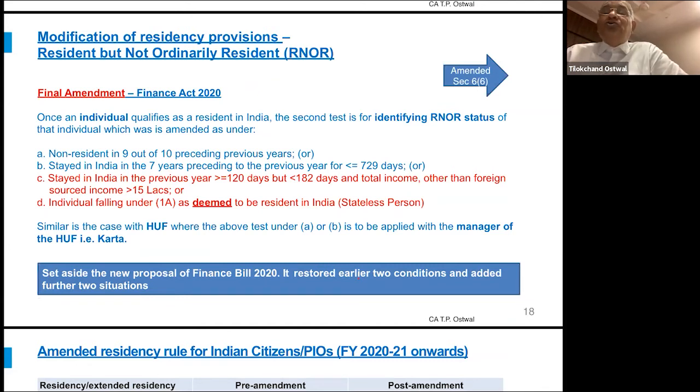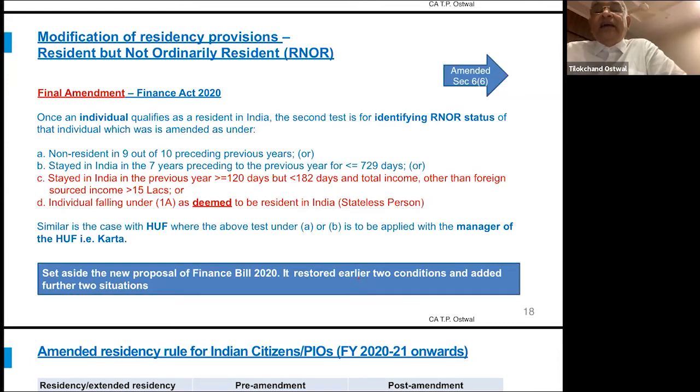One, that you should be non-resident for 9 out of 10 previous years. You are a non-resident for 9 years, then for the next 2 years, you will be not ordinary resident. Second criteria, if in the last preceding 7 years you are in India for only 729 days, then also you will be treated as not ordinary resident for the next 2 years.